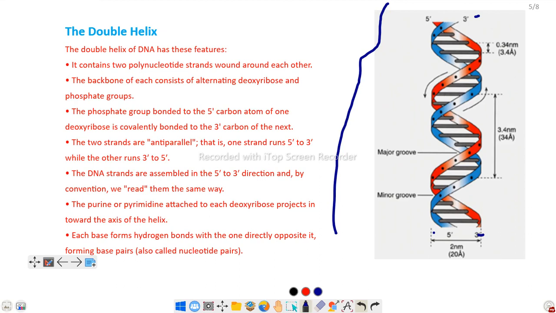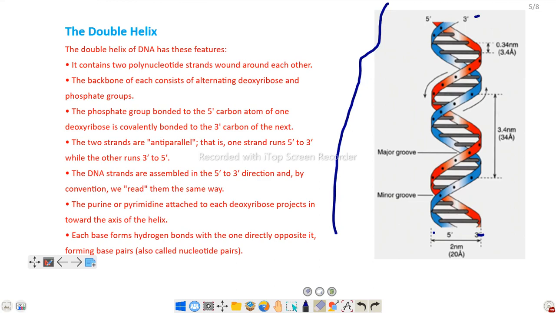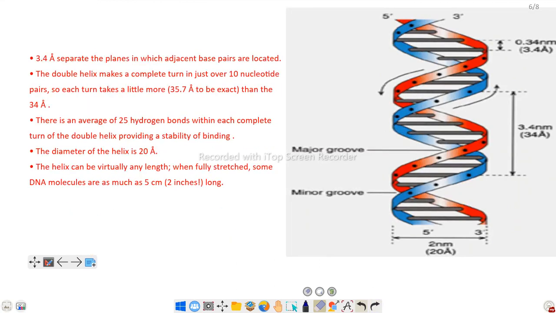The purine or pyrimidine bases, attached to the deoxyribose, project in towards the axis of the helix. Each base forms hydrogen bonds with the one directly opposite it, forming the base pair. That is, one purine and one pyrimidine are there. 3.4 angstrom separates the planes in which adjacent base pairs are located. Here is the 3.4 angstrom.